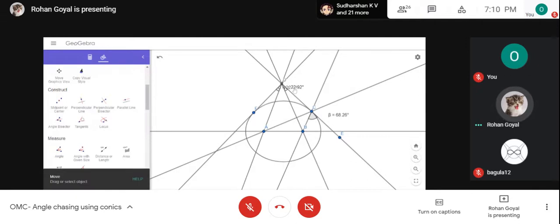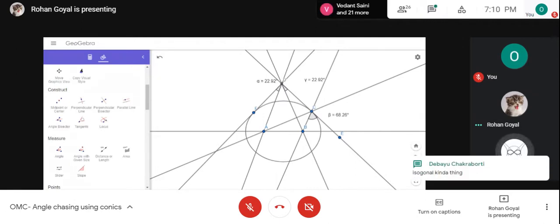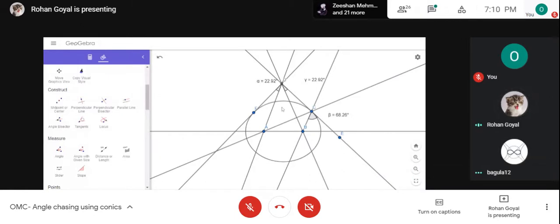We just found two claims that we now want to prove. One is that FDA is equal to BDC, and the other is that the angle bisector of FAC passes through D. So basically A and B are isogonal. Yes, exactly.